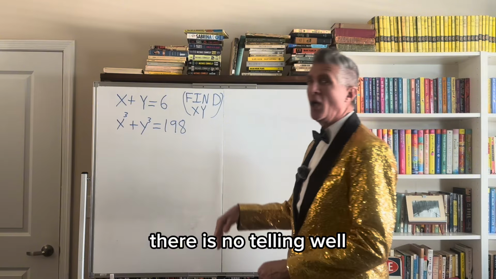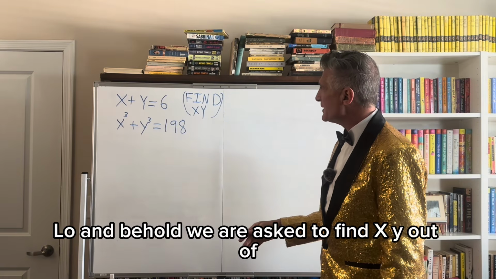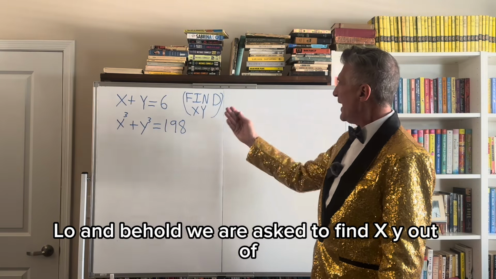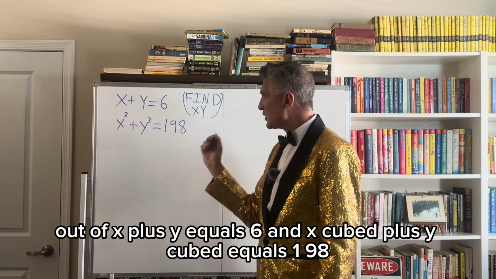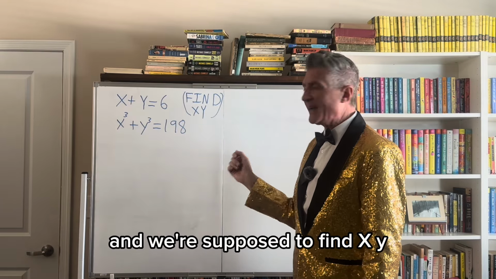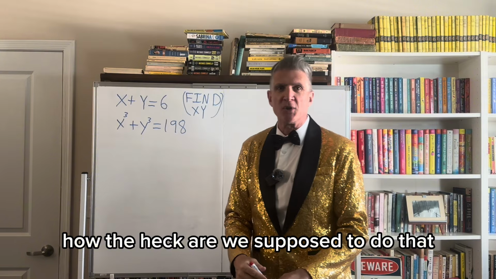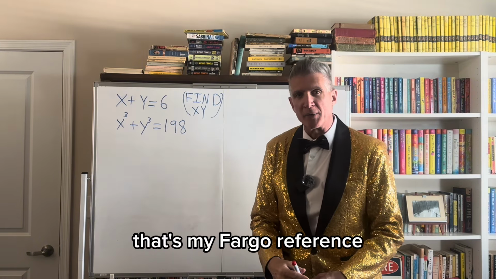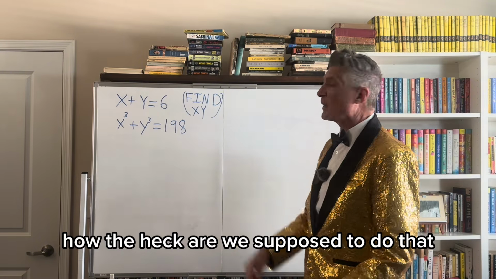Let's see what we're working with today. Lo and behold, we are asked to find xy out of x plus y equals 6 and x cubed plus y cubed equals 198. How the heck are we supposed to do that? That's my Fargo reference, by the way. All right, how the heck are we supposed to do that?